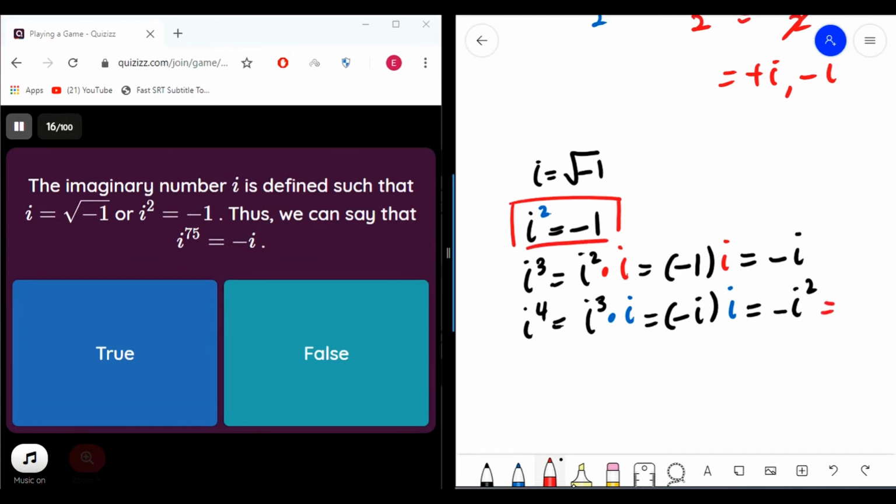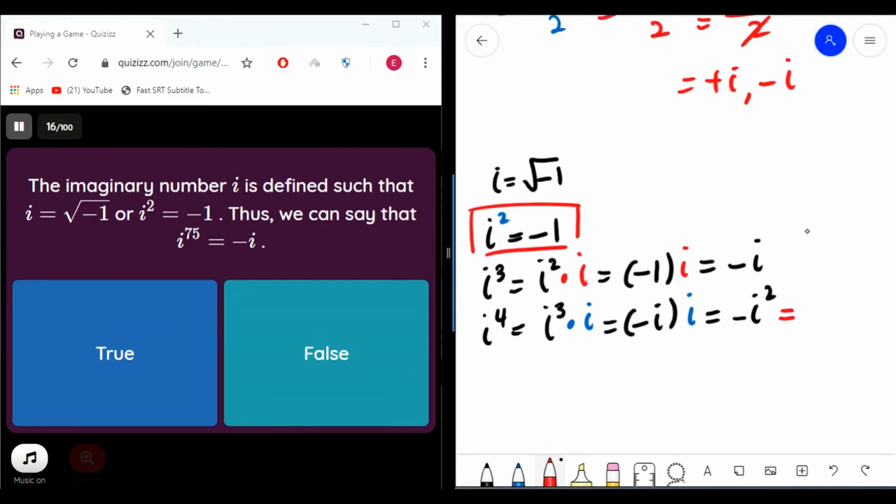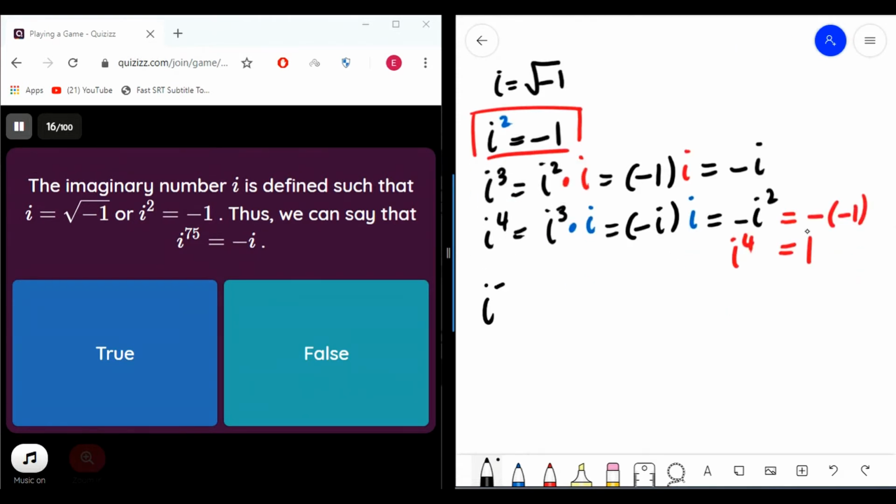So I squared is negative 1, meaning this one here is just equal to the negative of negative 1. Negative, negative becomes positive. So I to the 4th degree is 1. Right. We continue. I to the 5th degree equals I to the 4th degree, then you multiply by I again. I to the 4th degree is 1. 1 times I is still I.